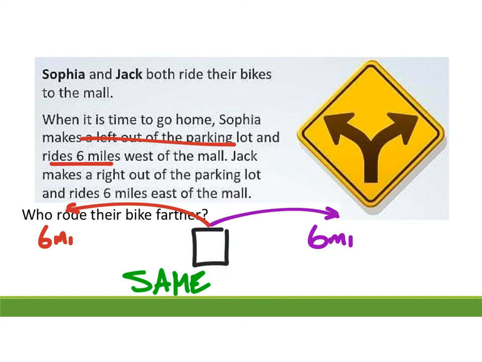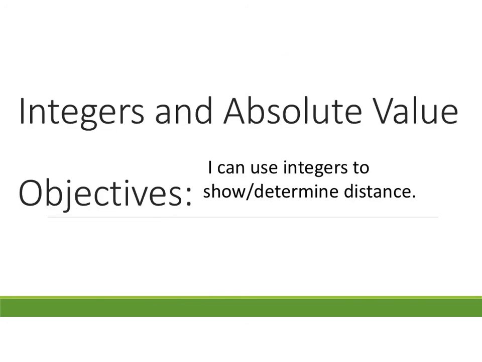But the next question that should come up is, how far apart are they? That should be easy to find because Sophia is 6 miles to the left and Jack is 6 miles to the right. So 6 plus 6 would indicate that they are 12 miles apart. There's our objective again. We should be able to use integers to show or determine values of distance, but just values in general as well. Like we did see some debt and money type examples, which is pretty good. And temperature as well. That was pretty good too.